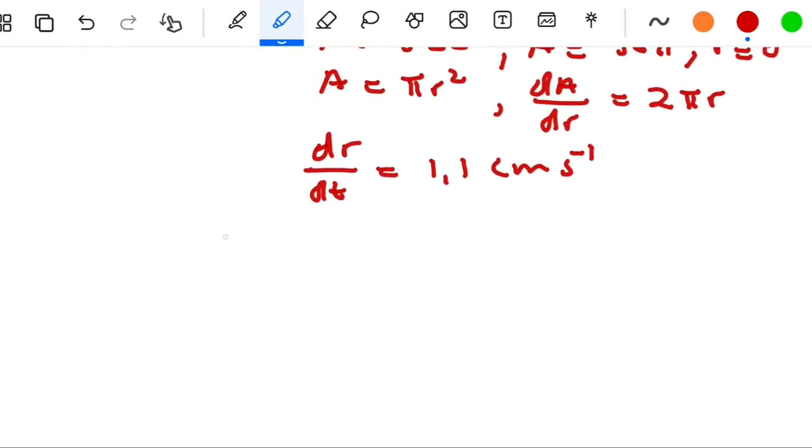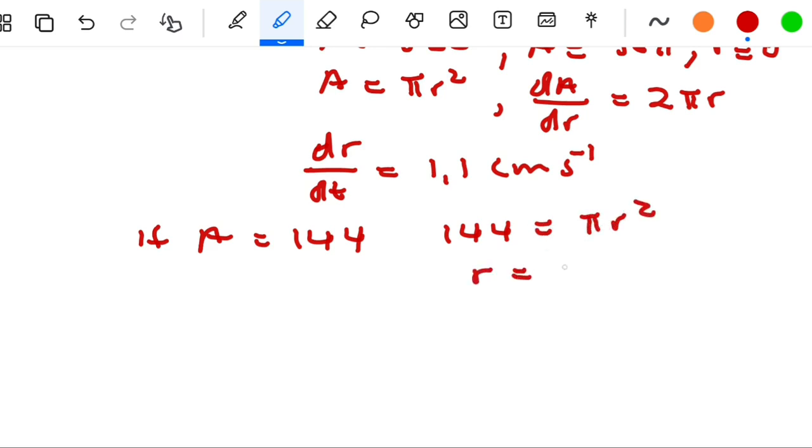Okay, then now the question says, if A equals 144 pi, how can I get my r? I can say 144 pi equals pi r squared. So my r equals 12.